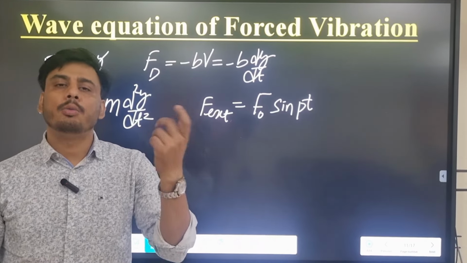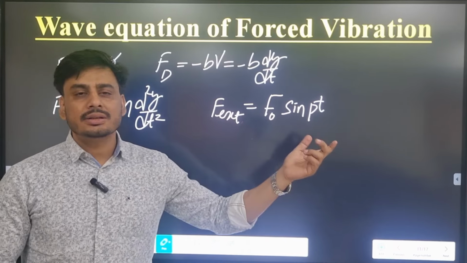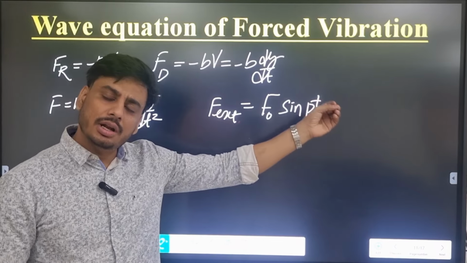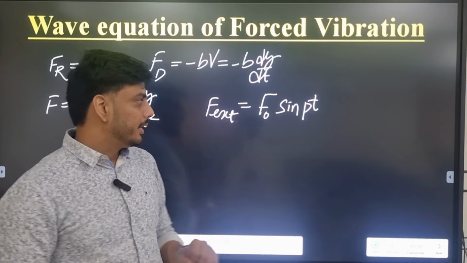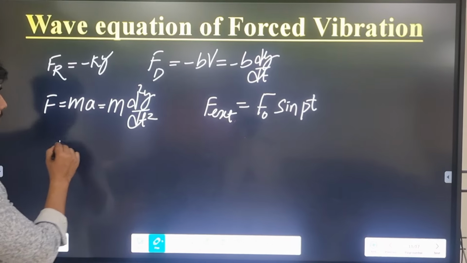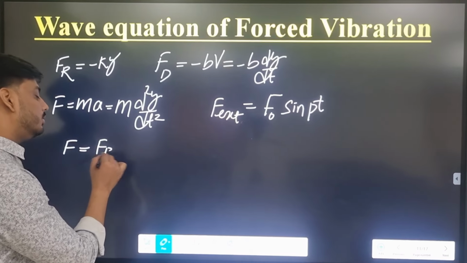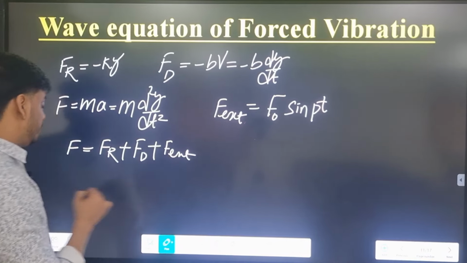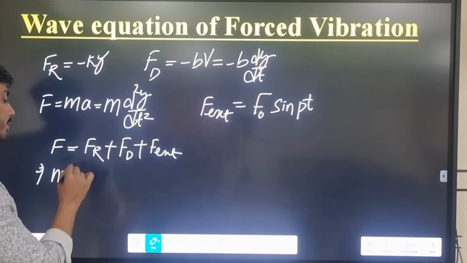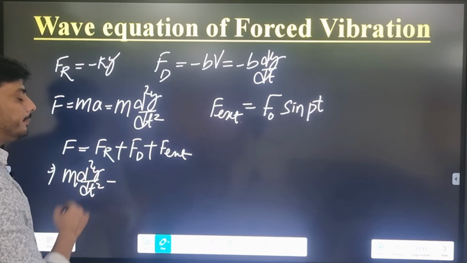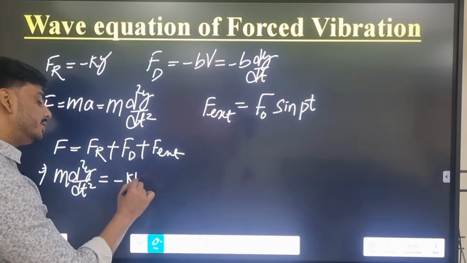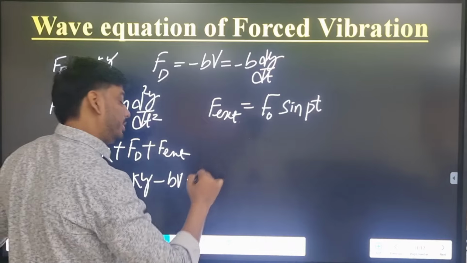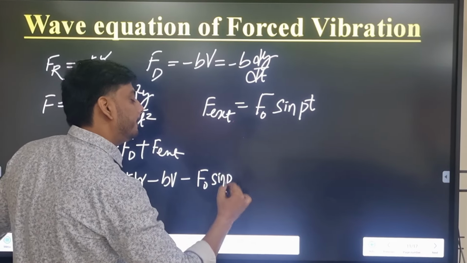Already we have used omega, omega naught. If I had written omega dash here, it may create confusion. For that reason, I have changed that notation to P. This is nothing but the external force angular frequency. Clear? So in equilibrium, what happened? Now in equilibrium, the inertial force is equal to the restoring force plus the damping force plus that external force. So F is nothing but m d square y by dt square. Then Fr is nothing but minus ky. Fd is nothing but minus bv, and this is nothing but F naught sine pt.